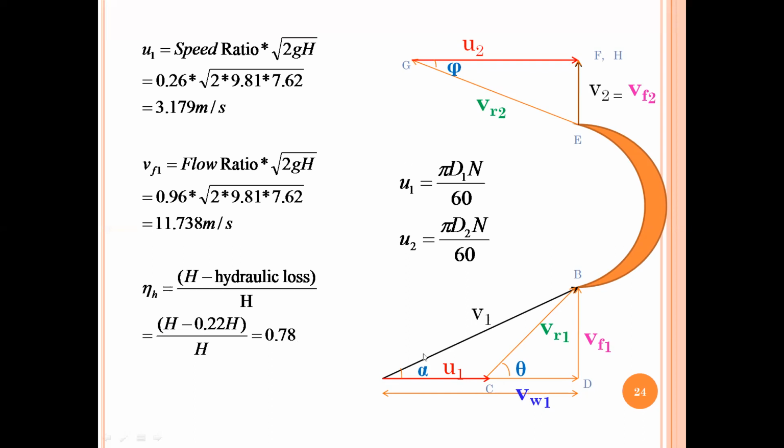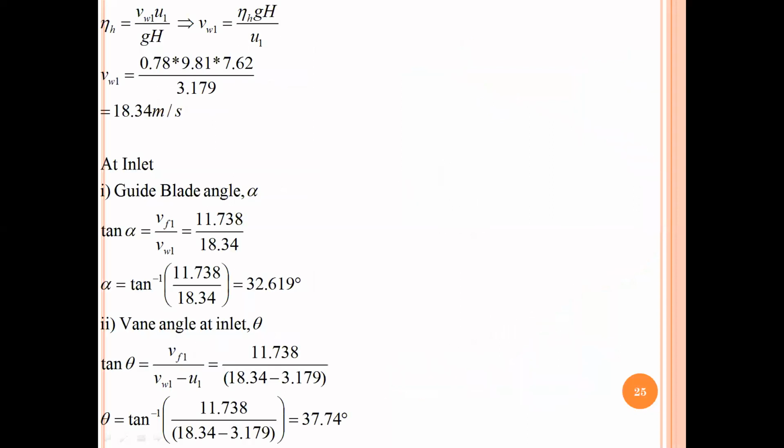So for finding the value of alpha, we require VF1 divided by VW1. For calculating the value of theta, we require VF1 divided by VW1 minus U1. So it is required that we should know these three values. So in this, we already know U1 and VF1. So we need to calculate VW1, which I'll be calculating from my hydraulic efficiency. So your hydraulic efficiency is given.